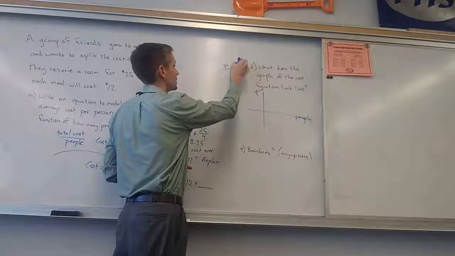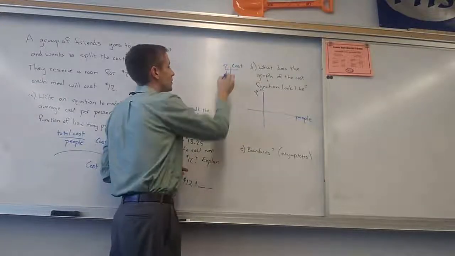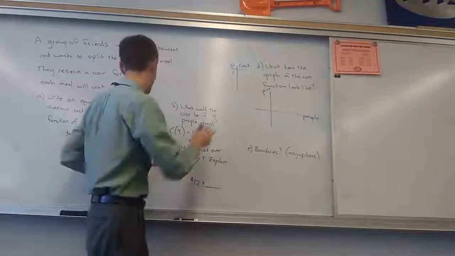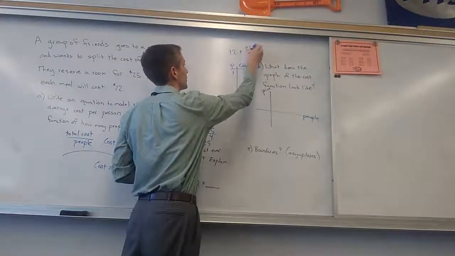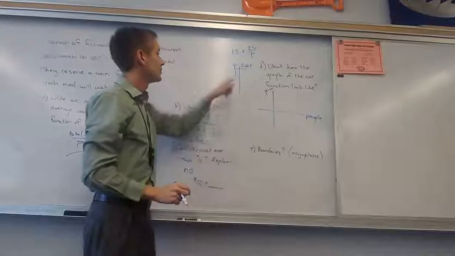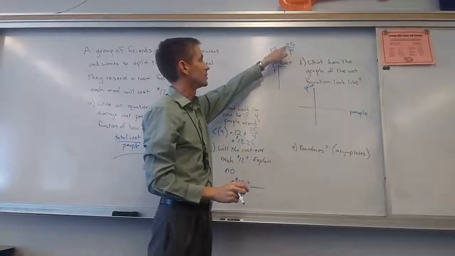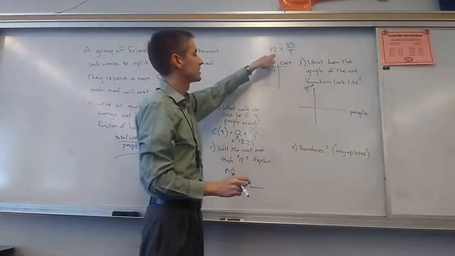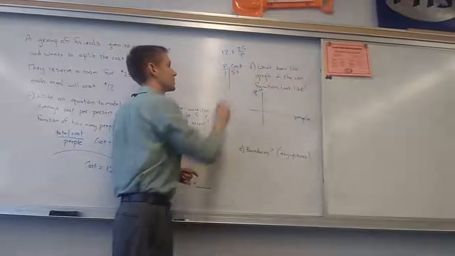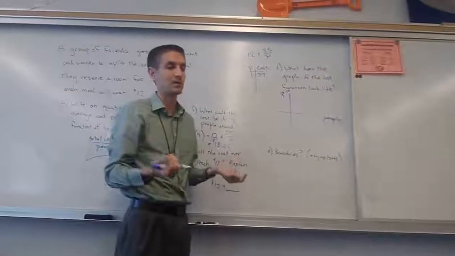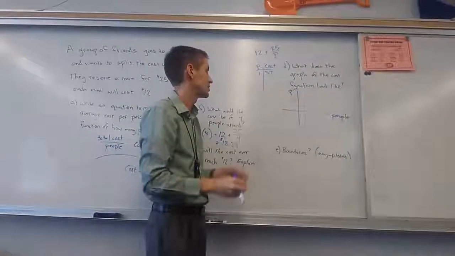Well, if one person came, and let's rewrite our equation up here, it was 12 plus 25 over the number of people. If one person came, they'd have to pay the whole $25 for the room, plus the 12 for their meal, they'd be paying $37 to go eat at that banquet room by themselves, which would be weird, but that's how much.